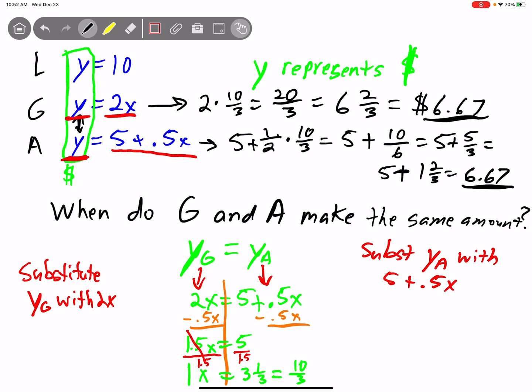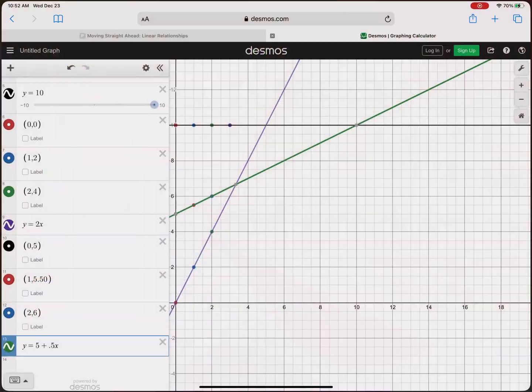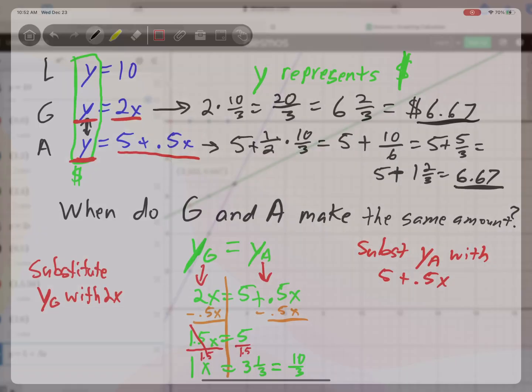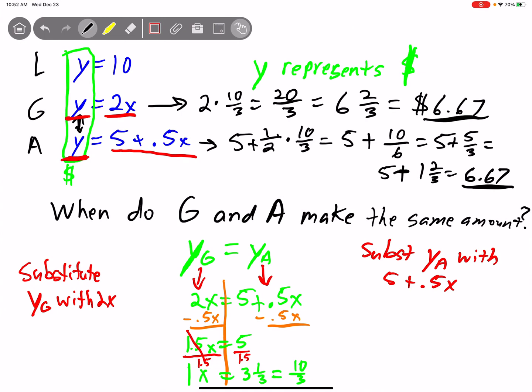Now, what about the graph that I saw? Well, on the graph, I could have pointed this out because if this is Gilberto's graph and this is Alana's graph, they both connect right here. They intersect at this point, and I can identify that. It's 3 1/3 versus 6 2/3. Okay, that's exactly what we got over here. We got 3 1/3 and we got 6 2/3 for both of them. Okay, same thing here.